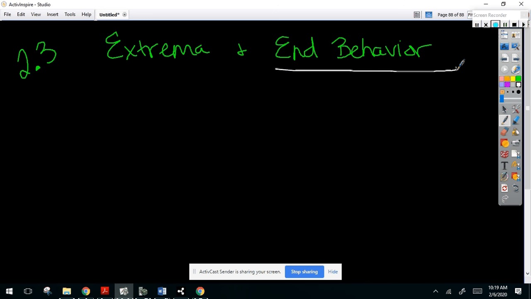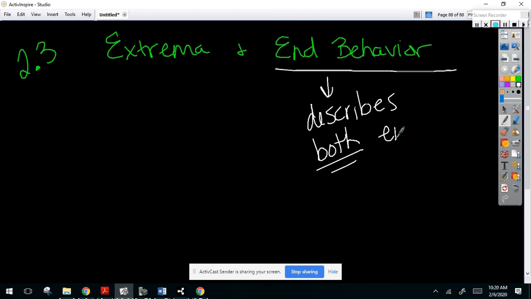All right, so what end behavior does is exactly what it sounds like. It describes what the graph does on the ends of the graph, like where it goes on. You know how we got these arrows that go on forever? That's what it does. How many ends would a graph have? Two, that's right. Both ends of the graph.